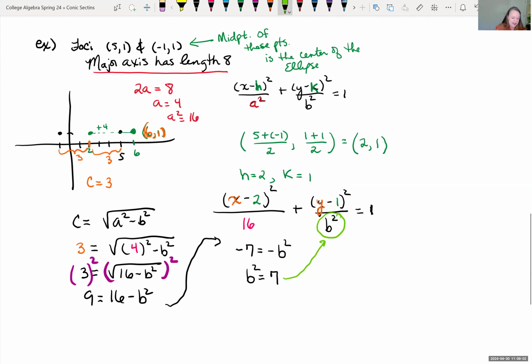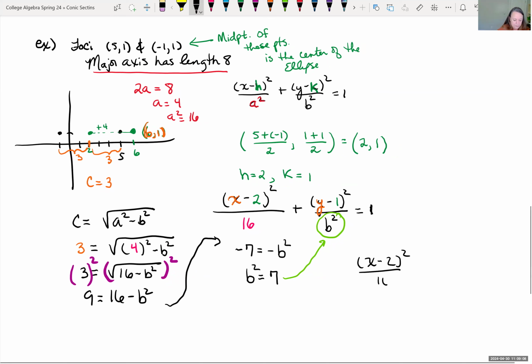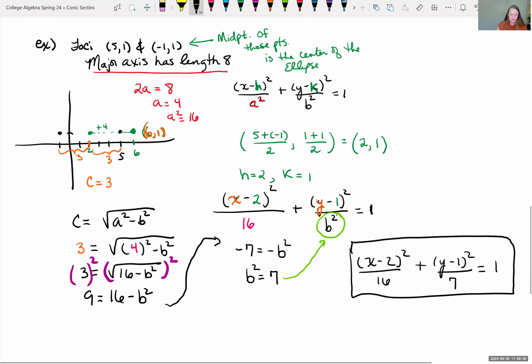So now I have my equation of my ellipse given the information about it. So I have x minus 2 quantity squared all over 16, y minus 1 quantity squared all over b squared, which is 7, equals 1. So given the information about the ellipse, we are able to find the equation of the ellipse.